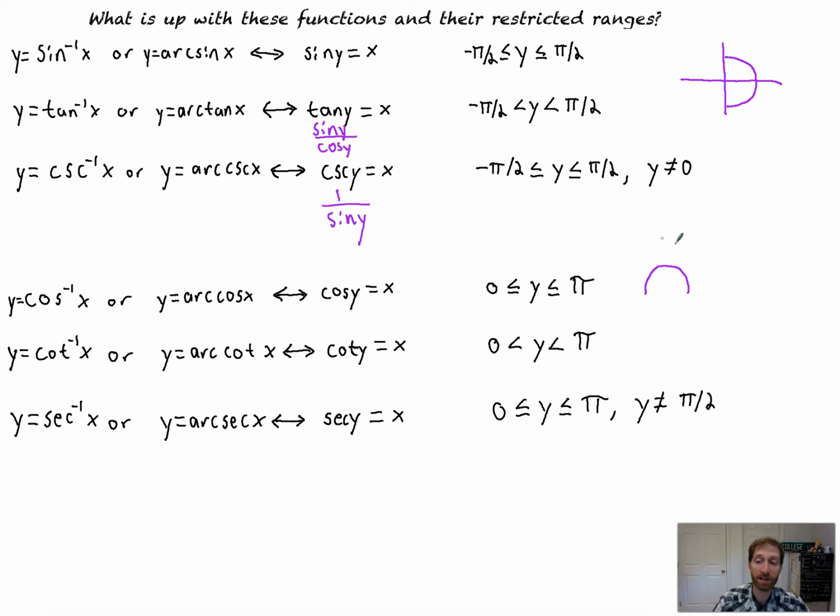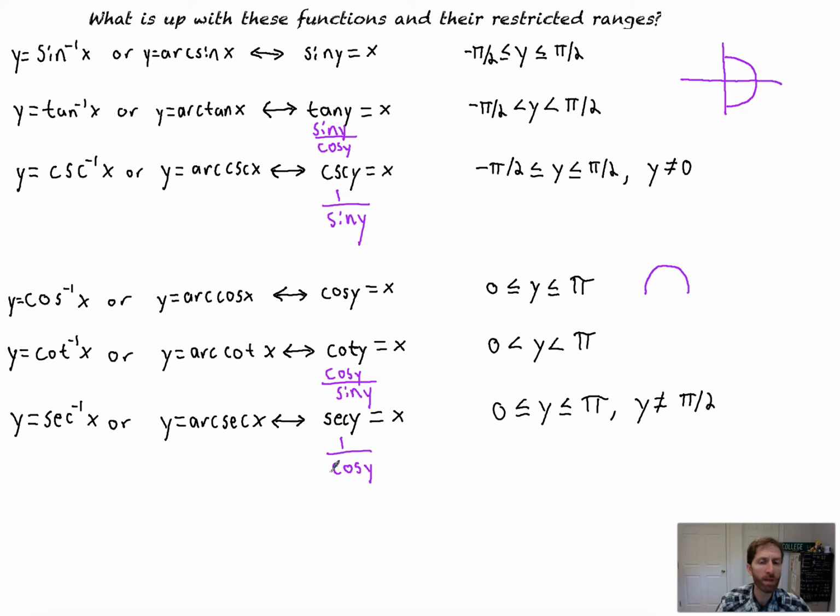Now with the cosines, I talked about how all the cosine values are hit from 0 to pi. Cotangent is cosine on top, so we've got cosine y over sine y. As long as y isn't equal to 0 or pi, the denominator doesn't equal 0, and we hit all the cotangent values. Secant inverse, which is the same as arcsecant, can be rewritten as secant y equals x. That's the same as 1 over cosine y. As long as y doesn't equal pi over 2, this cosine's not going to equal 0, and we won't have a problem with that fraction.